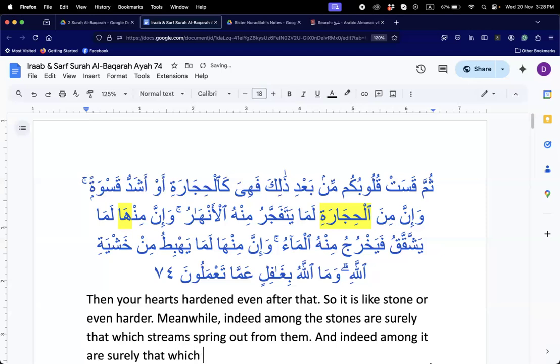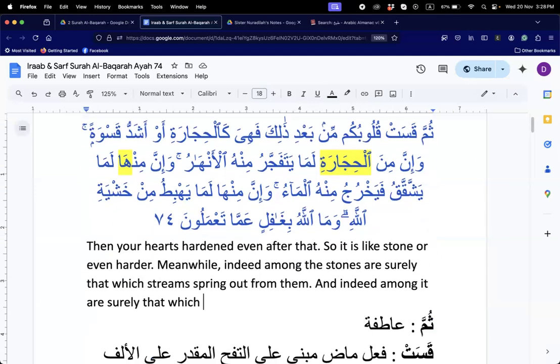So that's why I just want to ask, what is this referring to? The stones. What breaks? The stone, basically. Yes, split open, break. Yes, that which breaks, in water. Then water comes out from it.